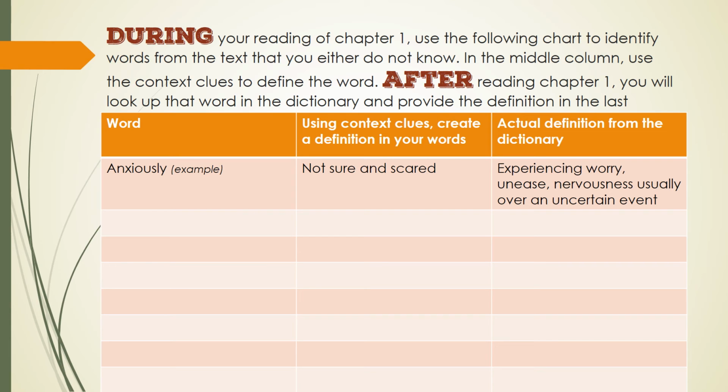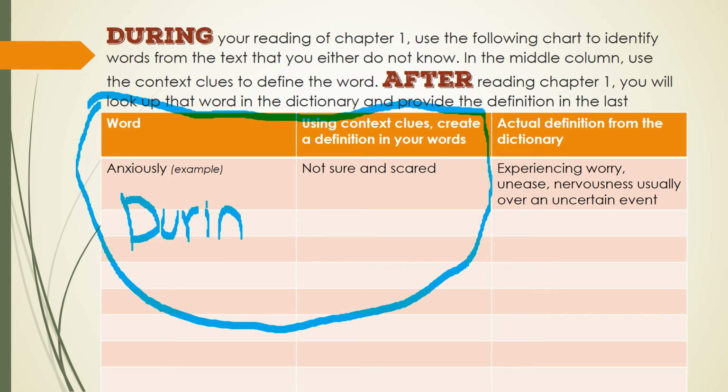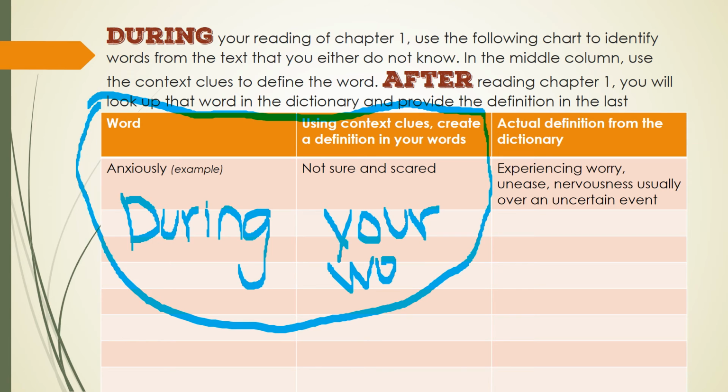So these first two columns here are things that you will do during reading. These are our during activities in blue. You'll write down your word here, and in the middle column, you will write a definition in your own words. And you'll come up with your definition by using the context clues. Okay? So this is your during reading activity.